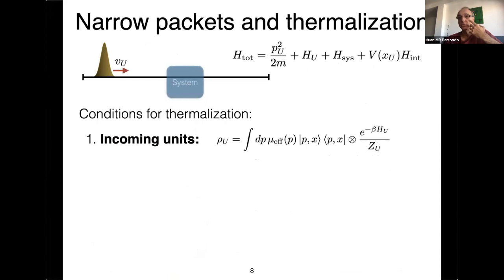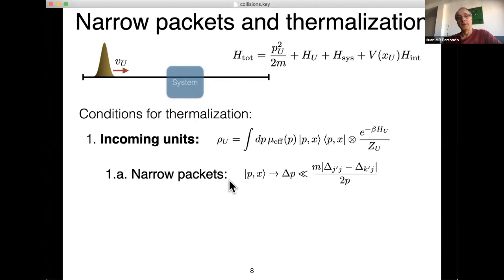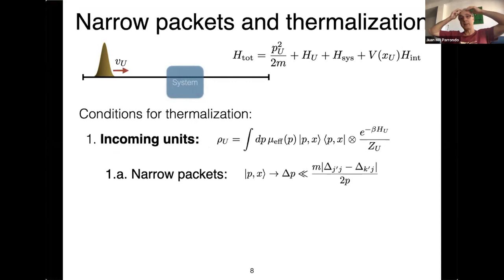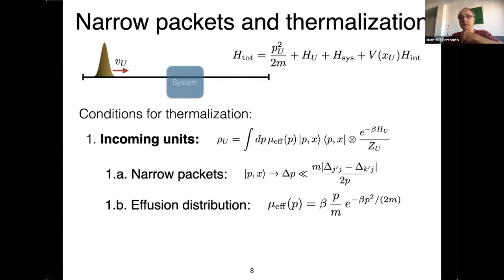So let's go now to the original goal of our research, which was the conditions for thermalization. We found that for this system to thermalize, you have to bombard it with incoming units, which must be narrow packets. And of course, if they come from a gas in equilibrium, the velocity is random. So the velocity, or the momentum, must be distributed according to the Maxwellian distribution. So we found we have these two conditions.